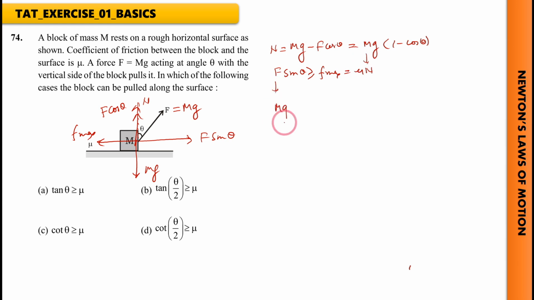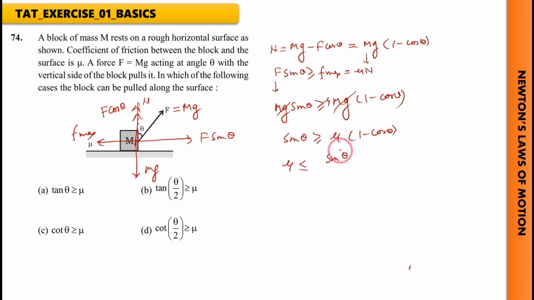In place of F, capital mg times sin theta is greater than or equal to mu times mg times 1 minus cos theta. mg cancelled. Sin theta is greater than or equal to mu times 1 minus cos theta. So mu should be less than or equal to sin theta over 1 minus cos theta.